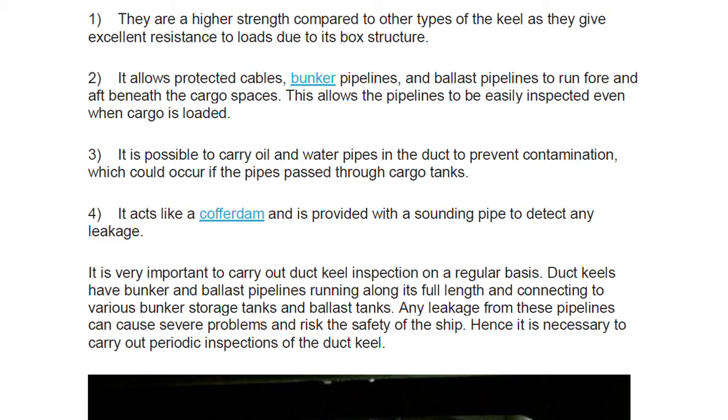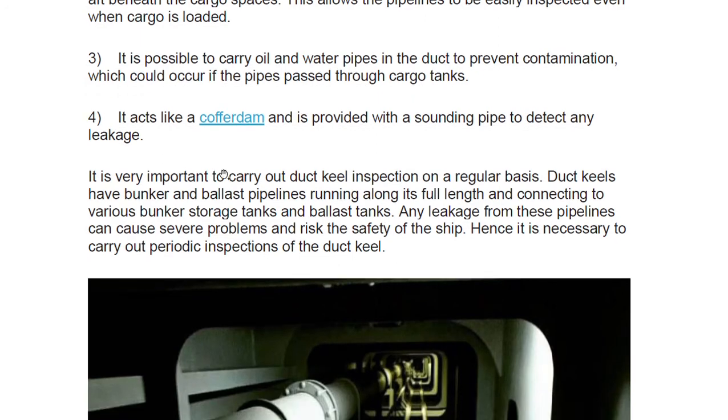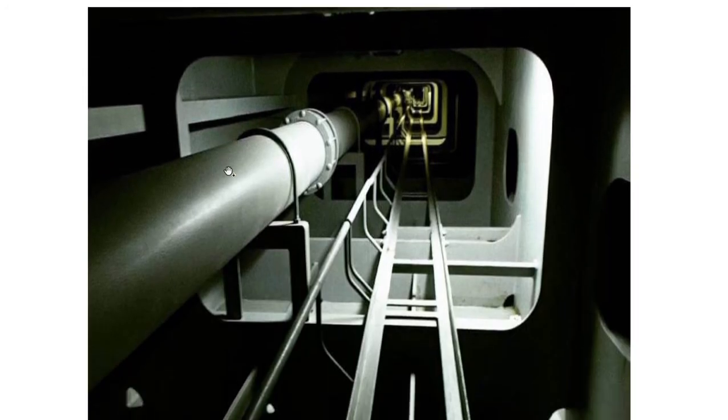Duct keel has bunker and ballast pipelines running along its full length, connecting to various bunker storage tanks and ballast tanks. Any leakage from these pipelines can cause severe problems and risk the safety of the ship. Hence, it is necessary to carry out periodic inspection of the duct keel, because to detect the leakage, we need to carry out the inspection.